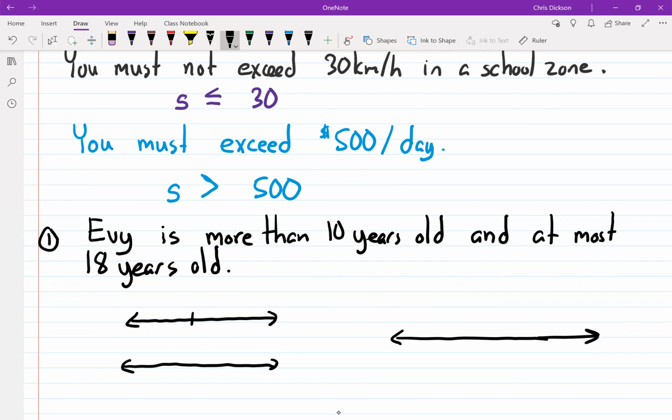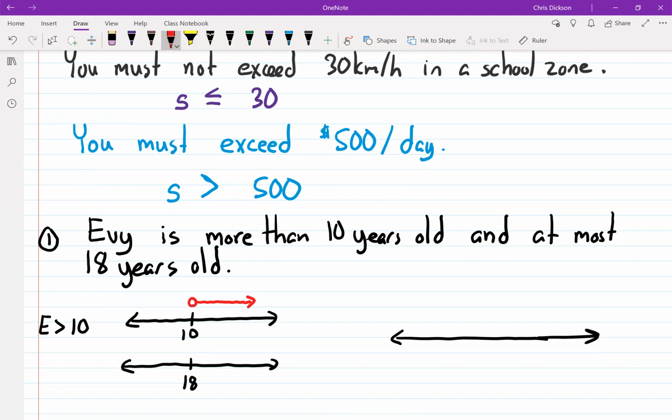Okay, so if I just drew the first statement on the number line, this would be Evie, so I'm going to use E here. Evie is more than 10 years old, okay? And so if I was to draw that, I could say, well, he can't be 10, so I use an open circle, but he could be more than, and I shade that way, okay? Now for the second statement, I'm saying that he is at most 18. So I put an 18 there.